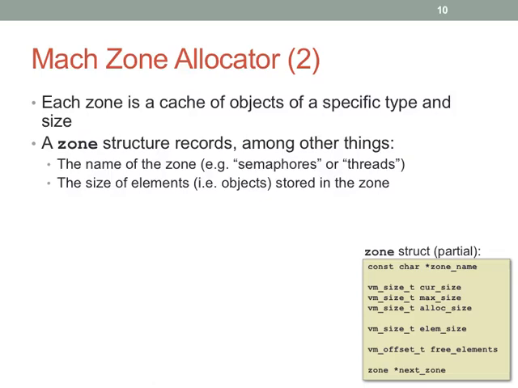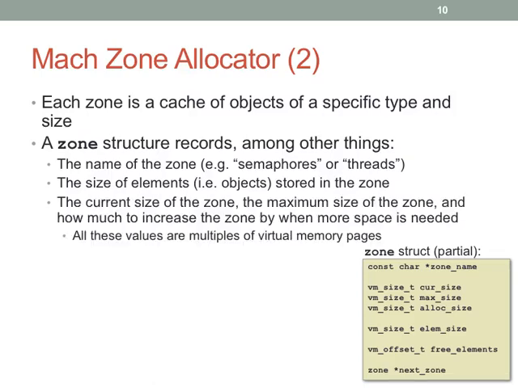So you have the size of the element, so what size are the objects that I'm storing in this zone? Also, what is the current size of it? How large is it allowed to get before you should start failing allocation requests? And also, how much to grow the zone. Okay. And you'll notice, like I say here, all of these are multiples of virtual memory pages.